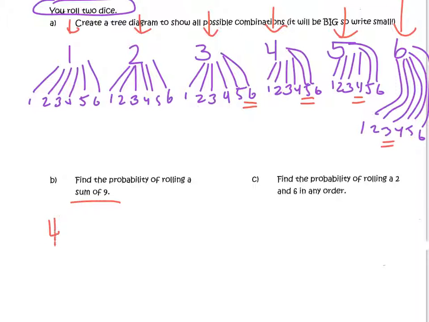So there are 4 combinations out of the 36 total combinations that give you a sum of 9. This simplifies to 1/9, which is 11%.